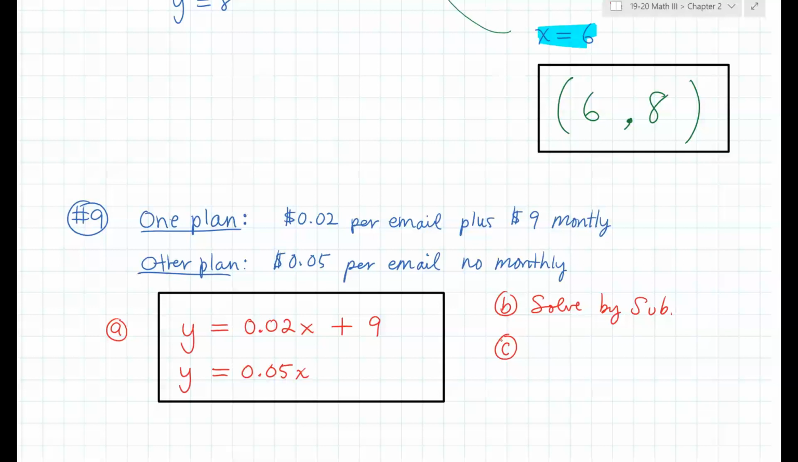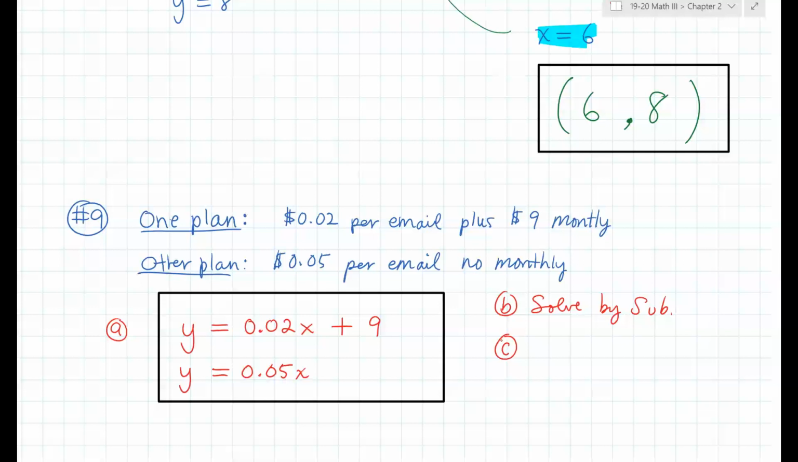So all you're going to do is put the 500 in the X or the Y. Where do I put it? They said 500 emails. The X's, right? Email is X's, right? So we're going to put the number 500 where the X goes, and you're going to solve. And then whichever number is bigger, that one's more expensive. The smaller answer is cheaper.